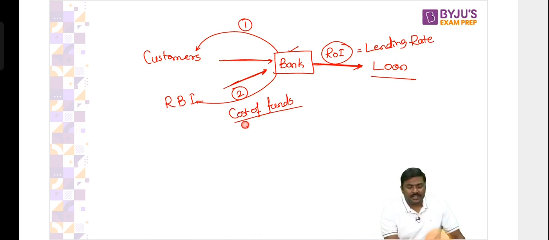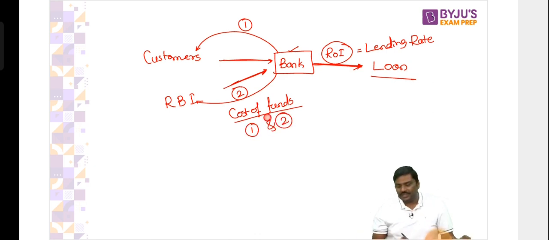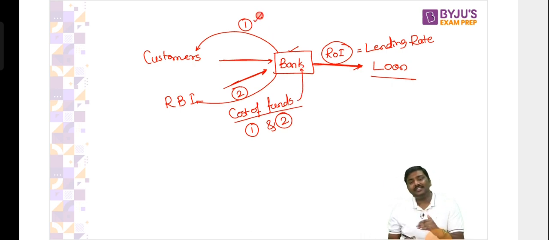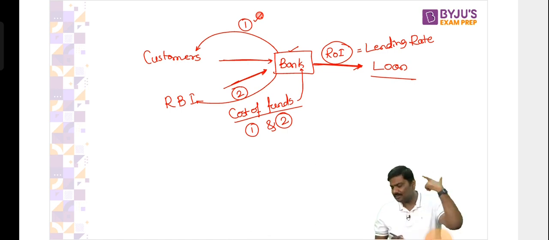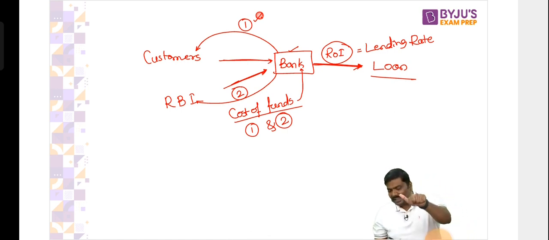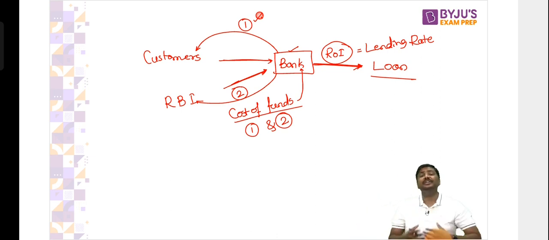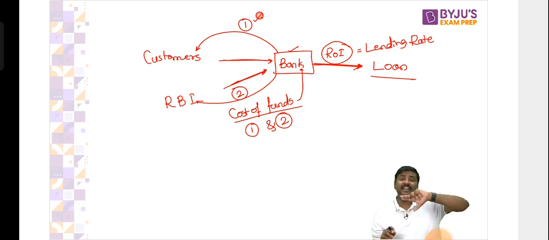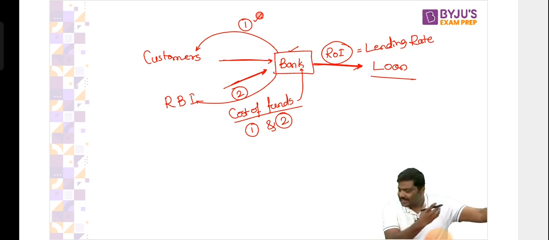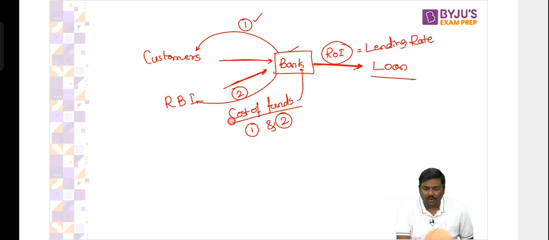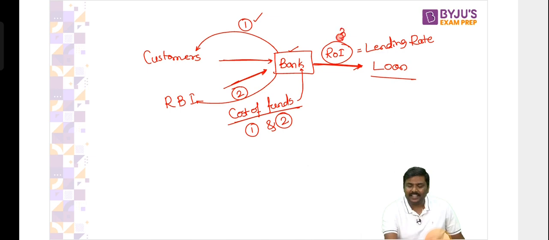Now, when I say cost of funds, I'm referring to 1 and 2. I'm using numbers so that you can quickly understand what I'm referring to. Cost of funds for the bank means the interest paid by the bank either to RBI or to customers. Any problem in understanding this? Lending rate is the rate of interest charged by the bank when they give a loan. So 1 and 2 refer to cost of funds, and lending rate is basically the third one.